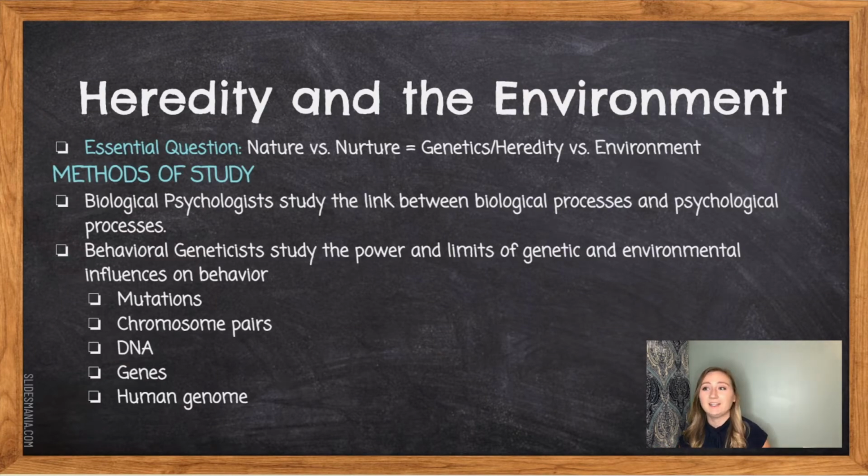All right, heredity and the environment. Our essential question here is nature versus nurture. Genetics or heredity versus the environment, which remember is every external influence on us. Methods of study within heredity and the environment. Biological psychologists are interested in studying the link between biological processes and psychological processes. So is a psychological process causing you to do something biological, so the behavior, right? Or is biology affecting your psychology essentially? So your hormones, your brain, your nervous and endocrine systems are very important in this unit.